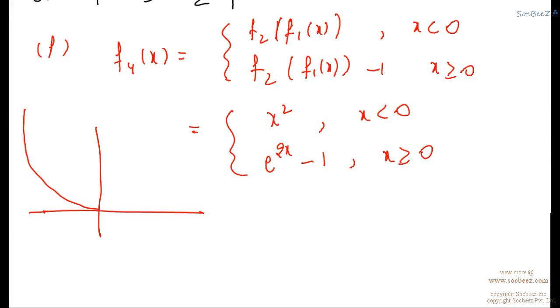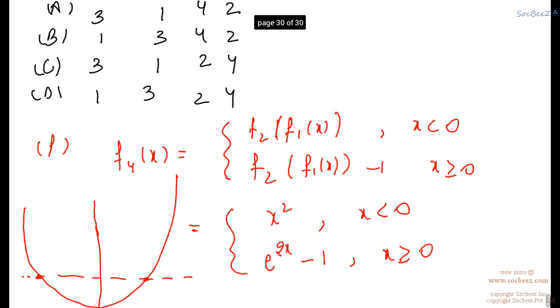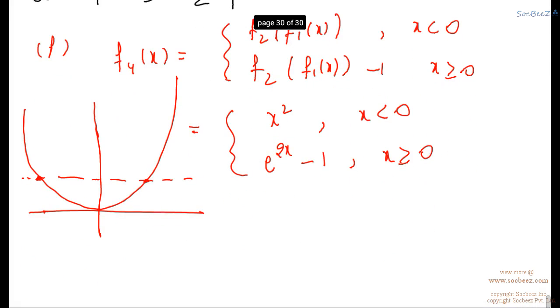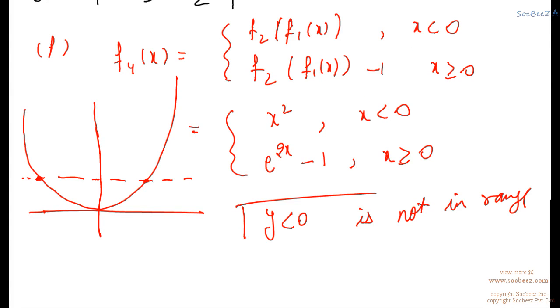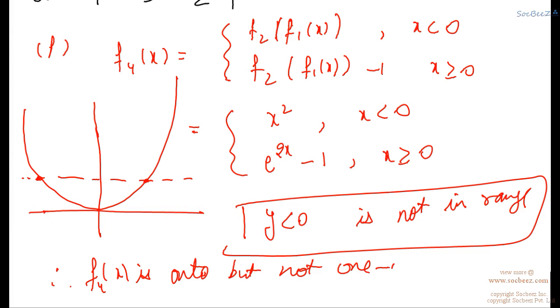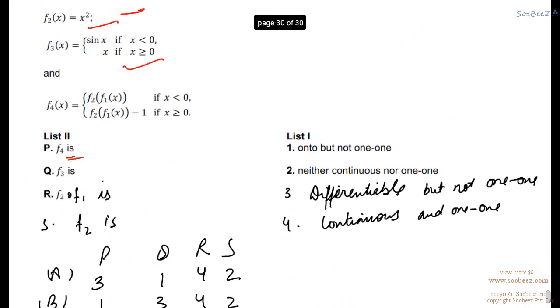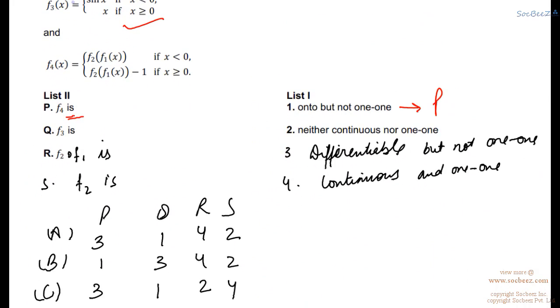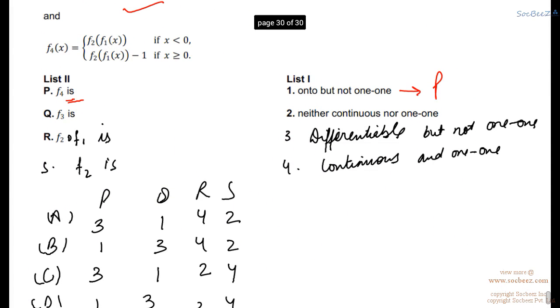Now easily if we plot it, the graph becomes something like this. For x smaller than 0, this is x squared, but for x greater than 0, it changes abruptly like this. So if we draw a line parallel to the x-axis, it is cutting the graph at 2 points, and hence it is not 1 1. But it is onto, because f4 is from R to 0 to infinity, so y smaller than 0 is not in the range actually. Therefore f4x is onto but not 1 1, right? So here P corresponds to 1.